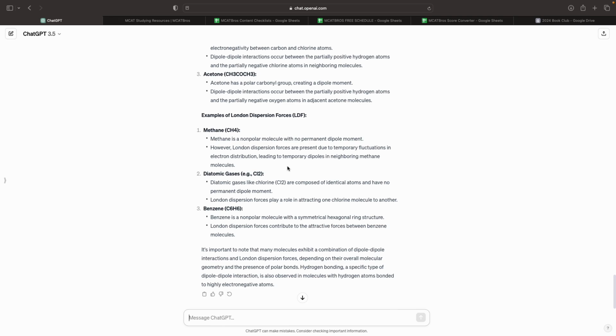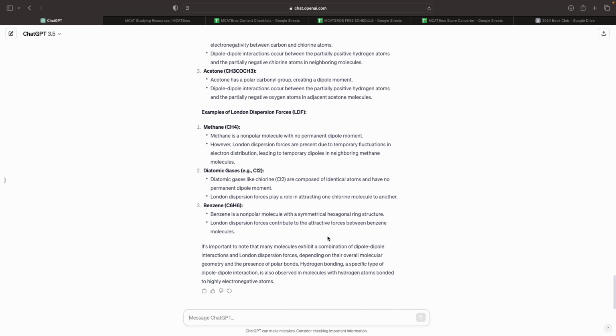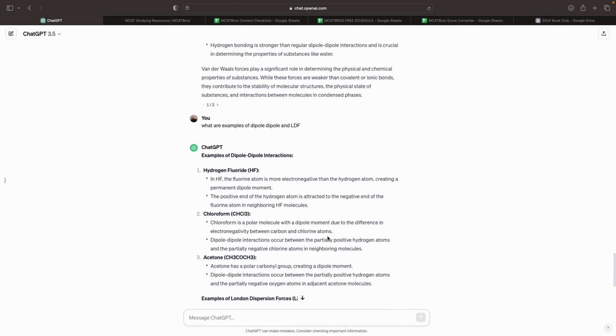And we have Cl2, diatomic gases, even. These are London dispersion forces. They play a role in attracting one chlorine molecule to another, and have no permanent dipole moment. These are identical atoms like O2, Cl2. Benzene is a nonpolar molecule with a symmetrical hexagonal ring structure. London dispersion forces contribute to the attractive forces between benzene molecules. So almost any interaction involves LDF, London dispersion force. And these are all subtypes of van der Waals.